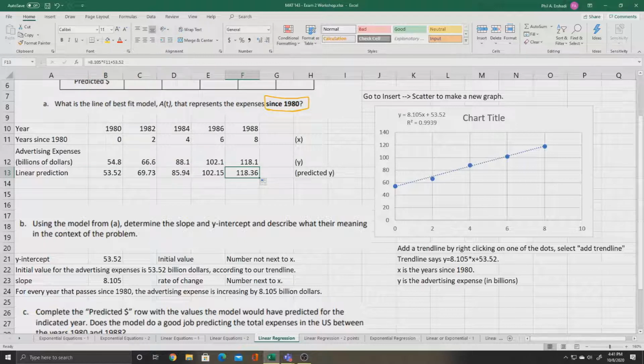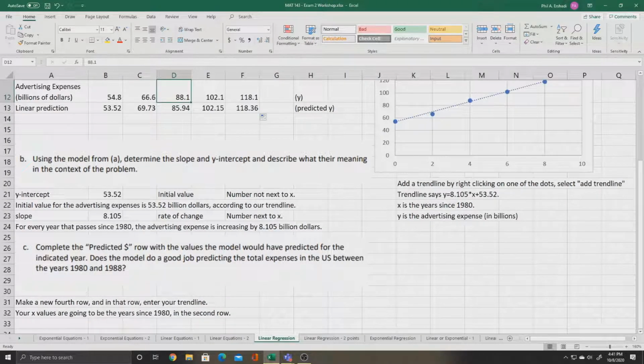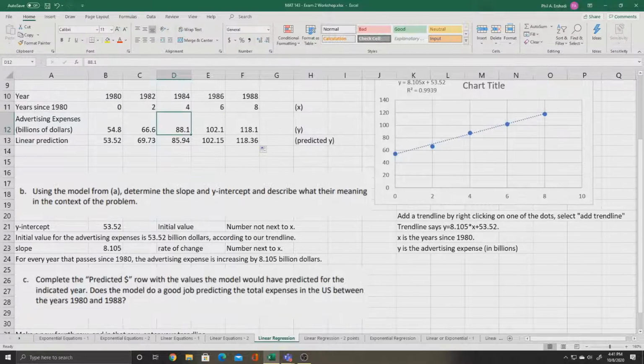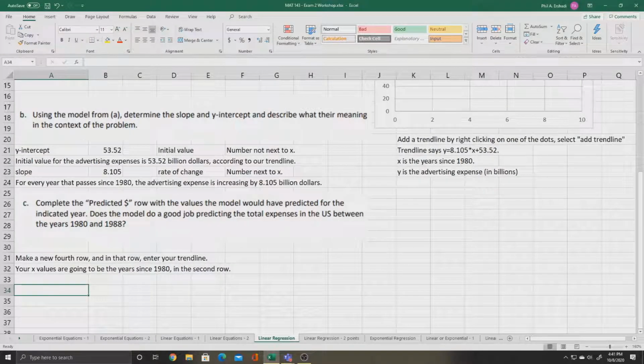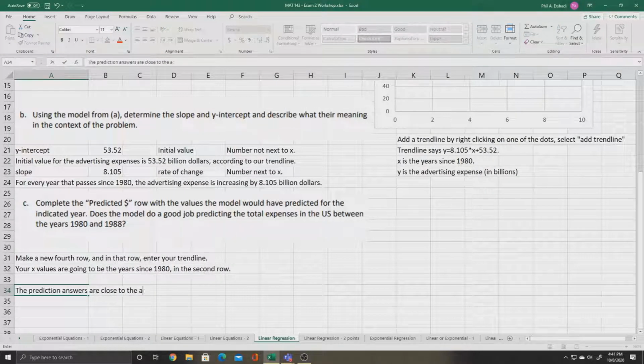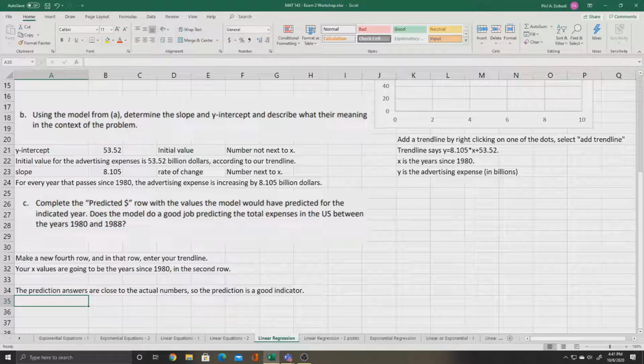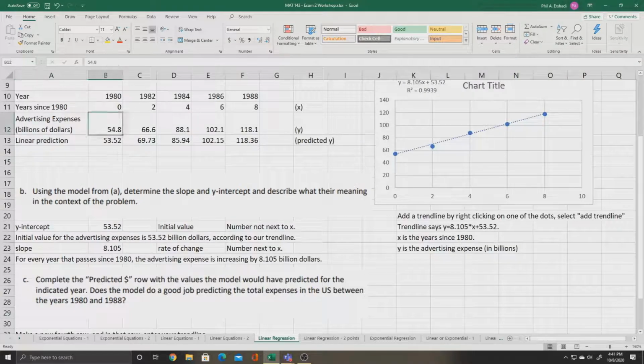We can see that the numbers we have are fairly close together. For example, our prediction in 1984, which is 85.94, is fairly close to our actual number of 88.1. So this is a mostly reliable prediction for those years. So we would say that the model does a pretty good job because the prediction is close to reality. It's a good indicator because the numbers are close together.